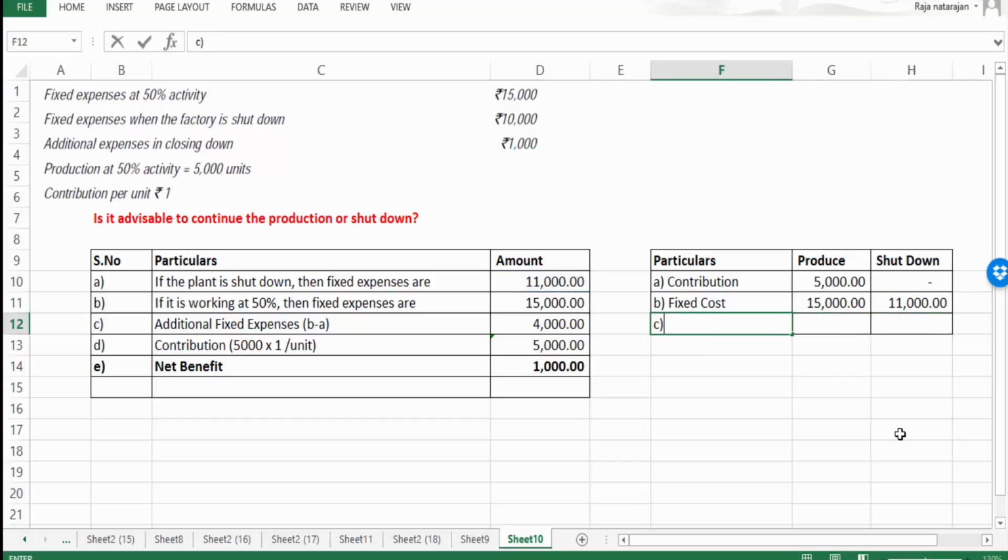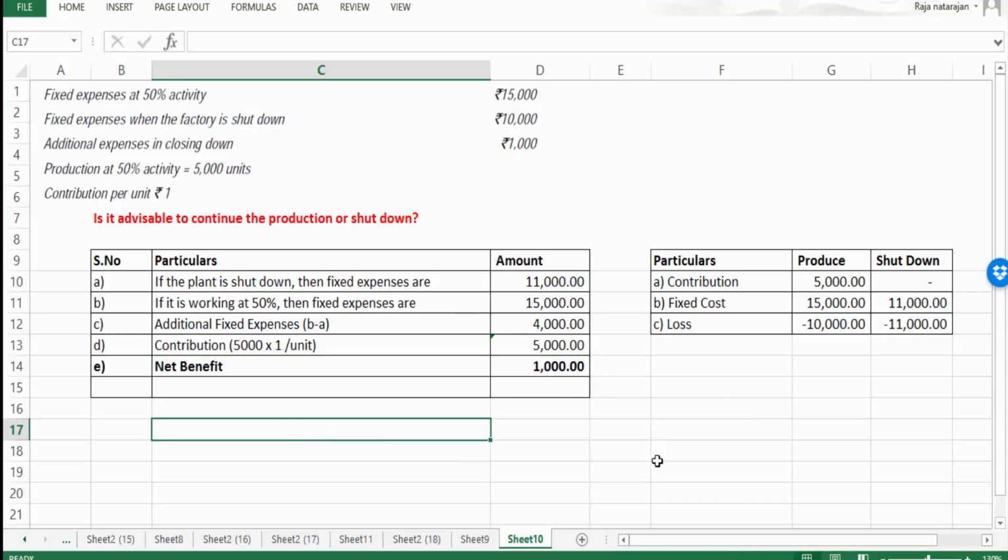Now let's find out what is the overall loss position, because contribution is lesser than the fixed cost. So loss, in this case, it's 5,000 minus 15,000, the loss is 10,000. Whereas if you're going to shut down, your loss is going to be 11,000. So it was this difference of 1,000 you are going to lose, or I would say if you produce, you get a net benefit of 1,000. If you shut down, then you are going to lose this net benefit of 1,000. Okay, so what is the advice? It is advisable to continue the production instead of closing down.